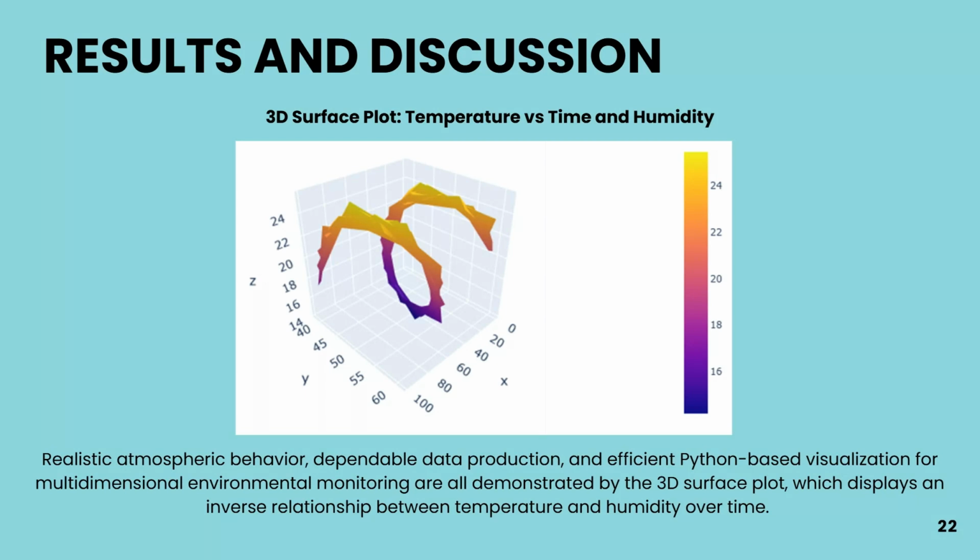Next, the 3D surface plot of temperature versus time and humidity. The surface plot shows realistic atmospheric behavior, dependable data production, and efficient Python-based visualization for multi-dimensional environmental monitoring, all demonstrated by the 3D surface plot, which displays an inverse relationship between temperature and humidity over time.